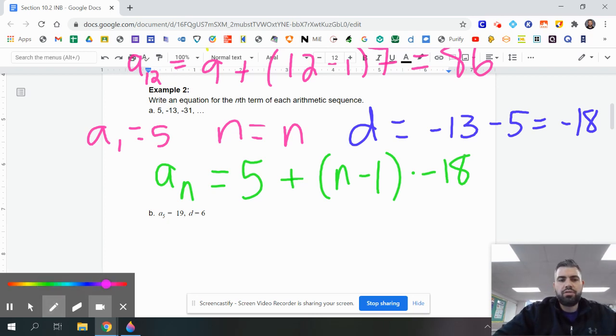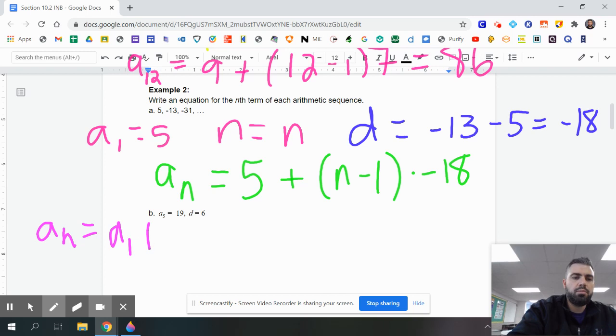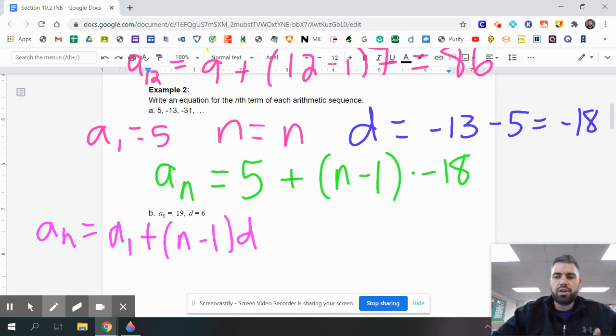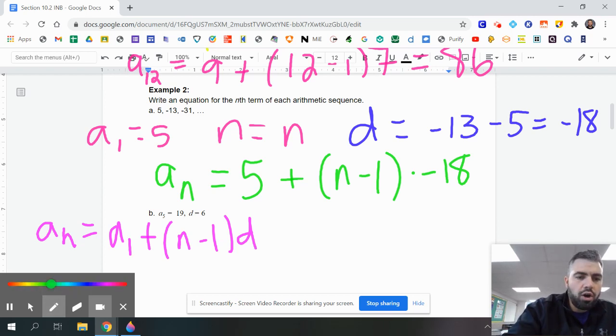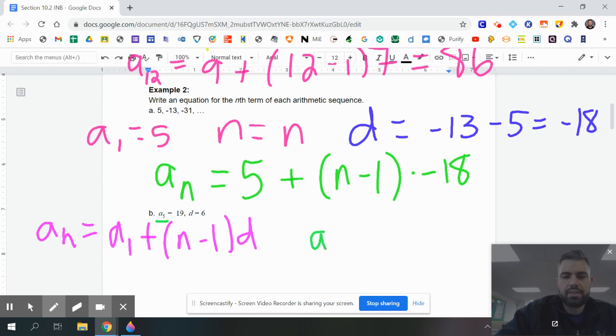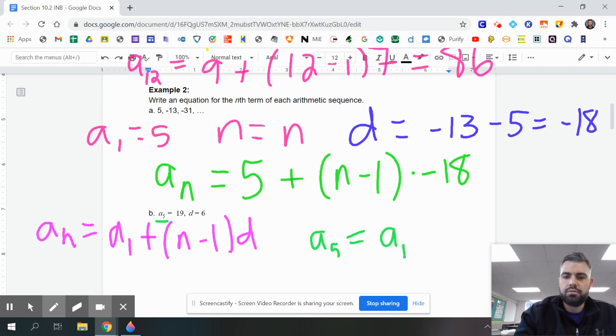Now let's look at the next one. We're looking for the nth term, but they give us something different. They give us the fifth term. So we can use the fifth term and the common difference to figure out what the first term is. We're going to go back to our equation, a sub n is equal to a1 plus n minus 1 times d, but we're going to sub in numbers that we know. We know the fifth term, so a sub 5 is equal to the first term plus 5 minus 1 times d.